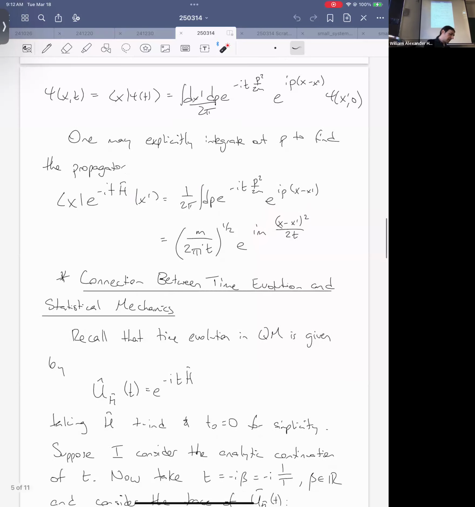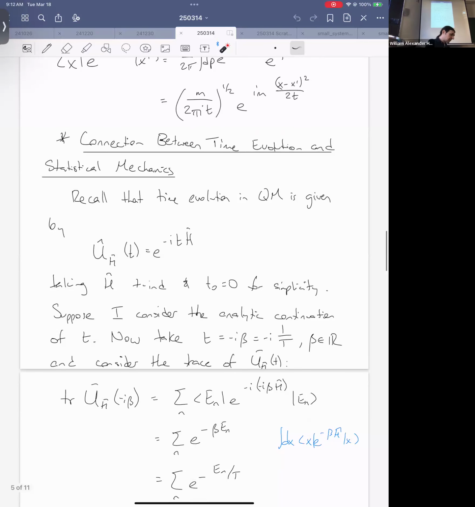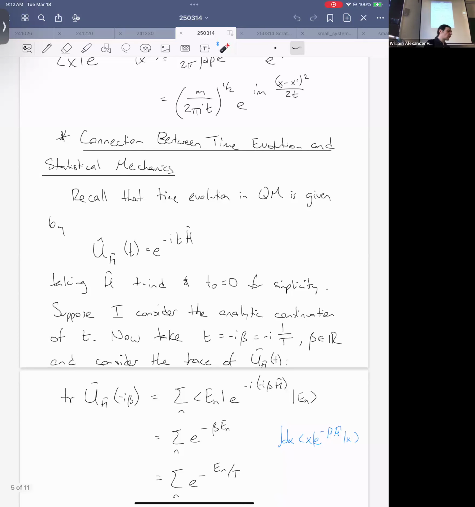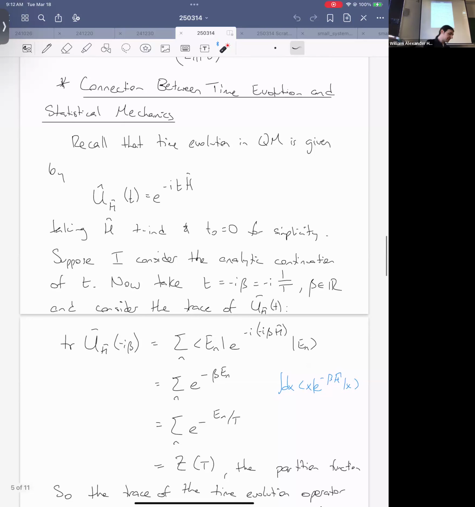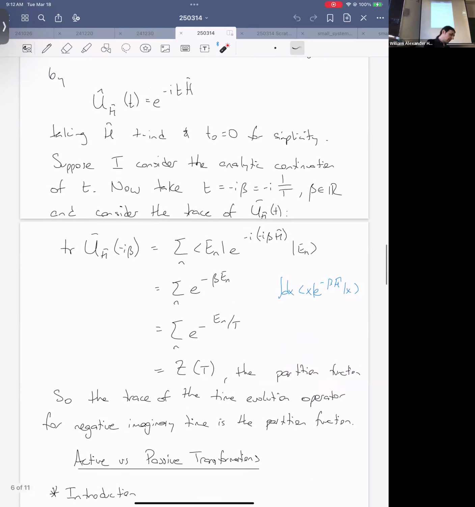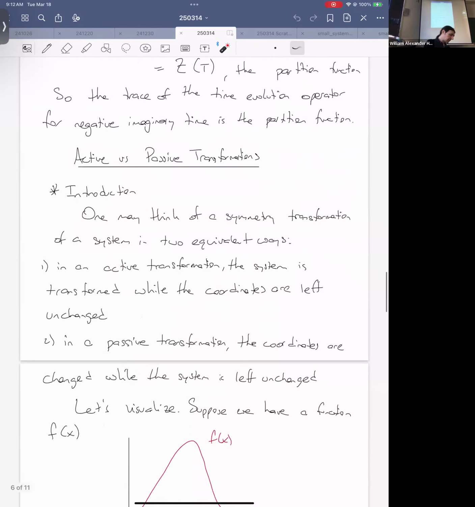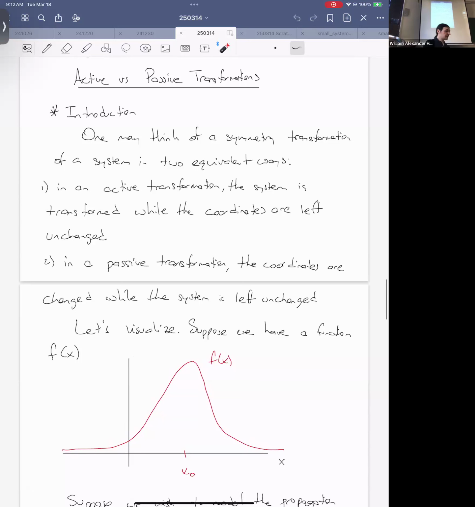And that should be sort of a foreshadow. Okay, we talked about the connection between time and mechanics, where the trace of the time evolution operator evaluated at time equal to minus i over temperature, or rather 1 over temperature, gives us precisely the partition function. Okay, so that's a breeze through before we get to active passive transformations. Are there any questions on any of that before we continue?